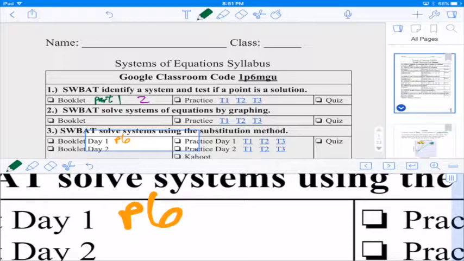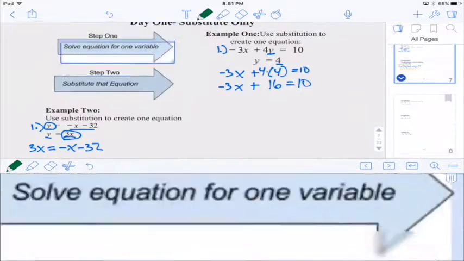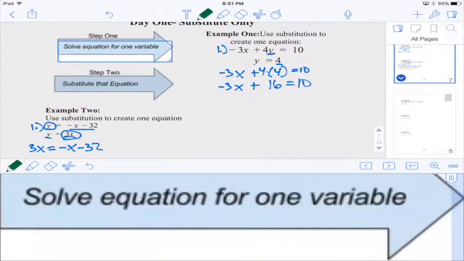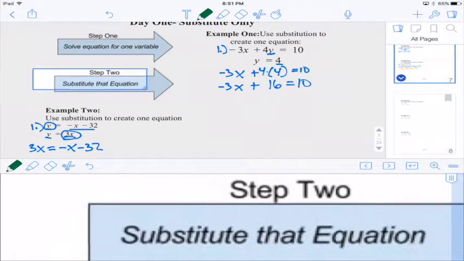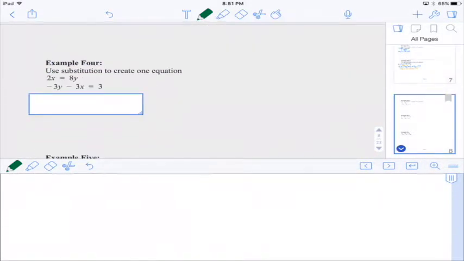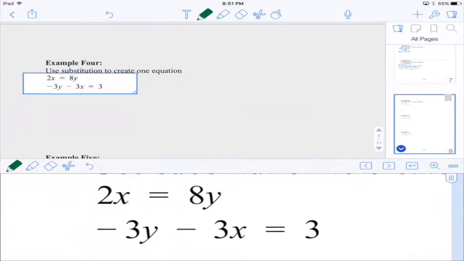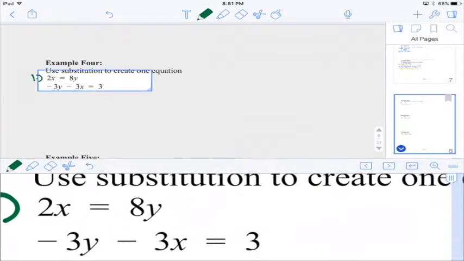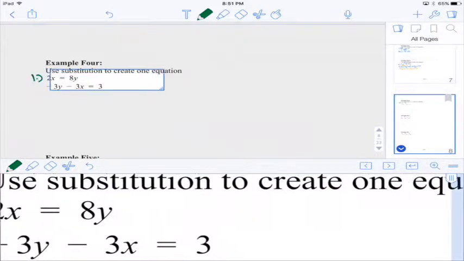Alright, Algebra 1 students, this is page 7. We're still just substituting. If you remember the steps, we need to solve the equation for one variable, and then we make the substitution, and that's all we're doing so far. So on this one, we don't have anything already solved. So I'm going to take my first equation and solve it for x, because that seems easy.